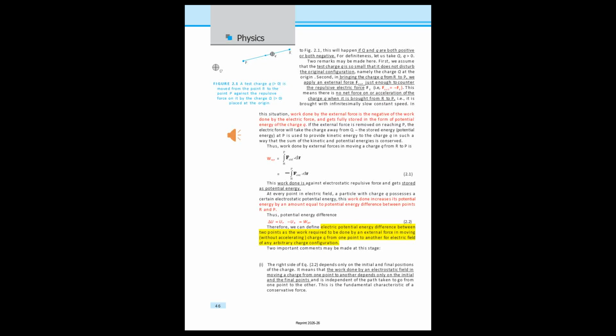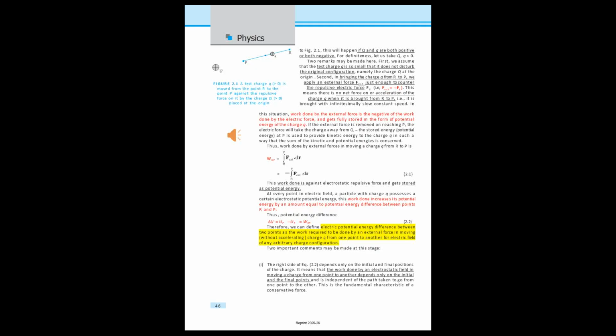Two remarks may be made here. First, we assume that the test charge q is so small that it does not disturb the original configuration, namely the charge Q at the origin. Second, in bringing the charge q from R to P, we apply an external force F external just enough to counter the repulsive electric force Fe, that is F external equals minus Fe. This means there is no net force on or acceleration of the charge q when it is brought from R to P, that means it is brought with infinitesimally slow constant speed.